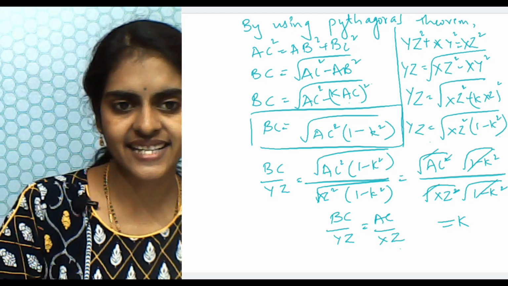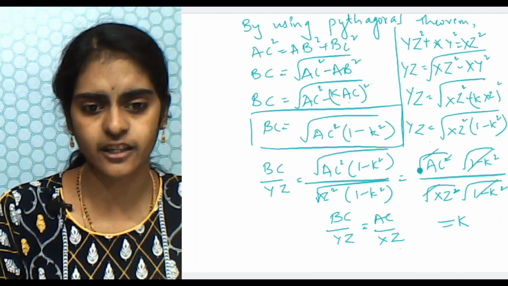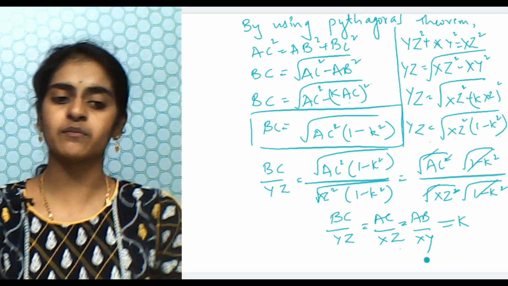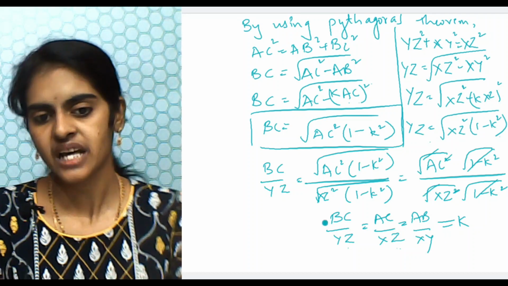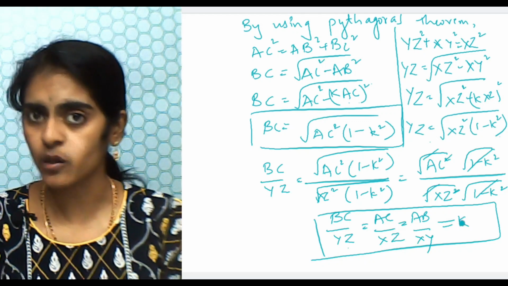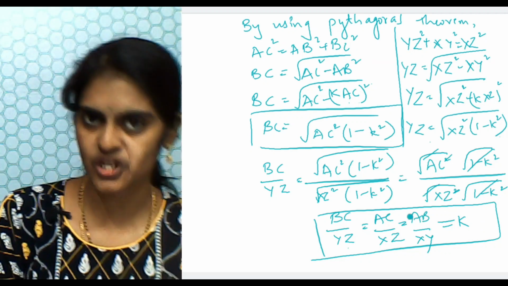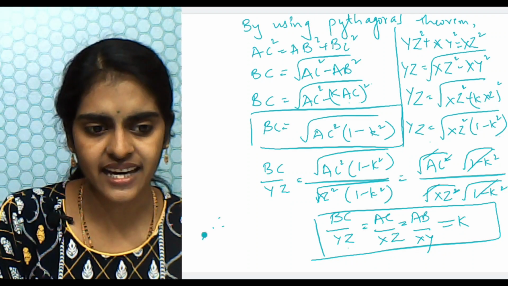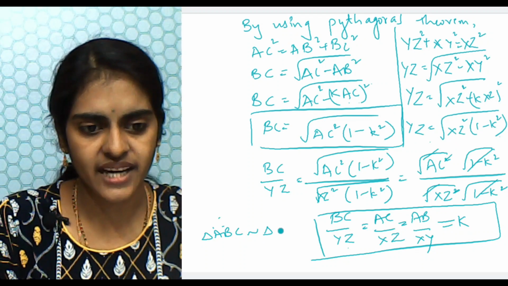But this AC by XZ is also equal to AB by XY. So let me write that also. This is also equal to AB by XY. Now in the similarity of triangles concept, you have seen that all the sides are in ratio. The ratios are equal, that means we can say that they are in proportion. When the sides of a triangle are in proportion, then we can say that these two triangles are similar. Therefore triangle ABC is similar to triangle XYZ.